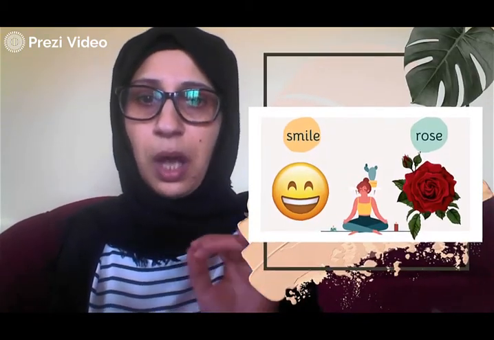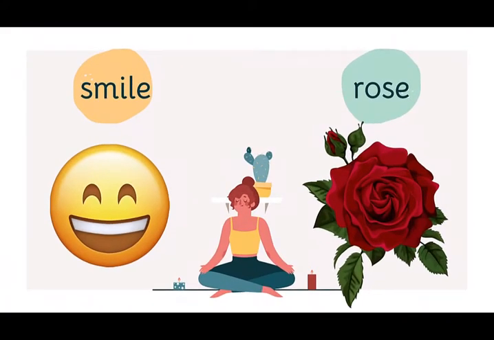Next I have the word smile and rose. So smile has the long I sound, and this is the word smile. It's a picture of a smiley emoji. And the next one is the word rose. Rose comes with long O, rose. I'm still in long O.